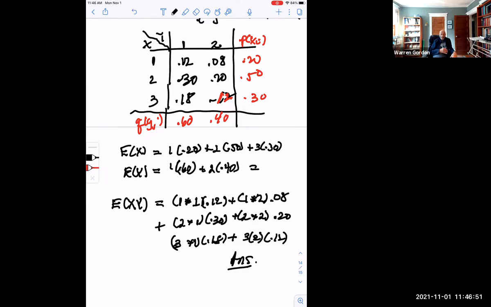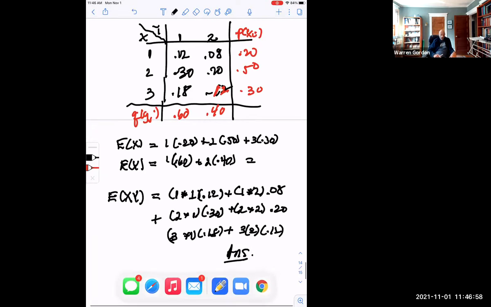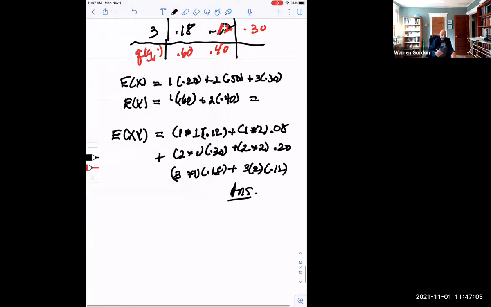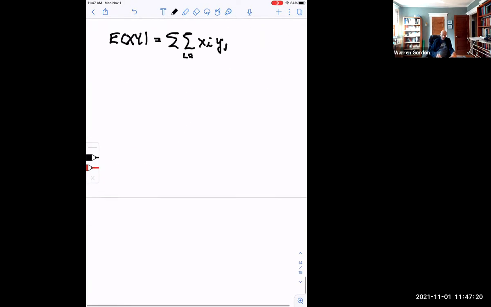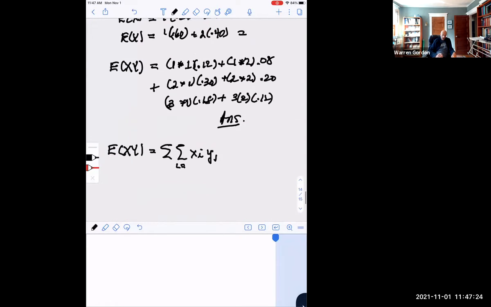Now, that's a simple way of doing it, especially if one of these is a 0. If one row is 0, you get a whole bunch of zeros going on. If you wanted to use the formula, I'll show you you get exactly the same result. So then E of XY would be the summation over i. What are the values that X takes? X takes on the values 1, 2, and 3.